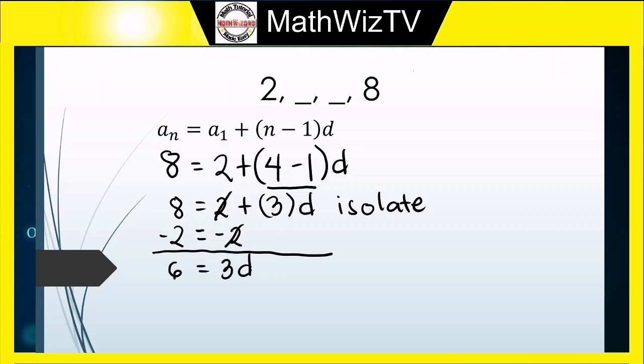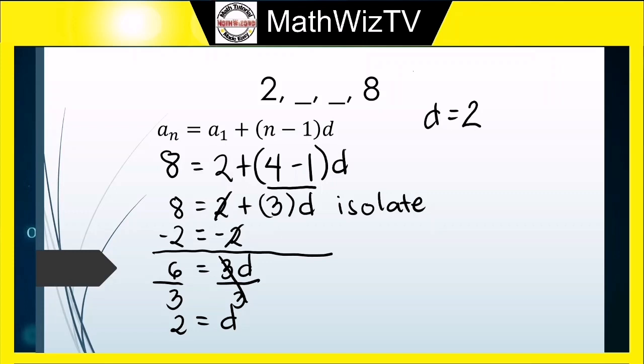Is this our final answer? Not yet, because d is not yet isolated. For us to isolate d, we need to divide both sides by 3 to cancel out the 3. 3 divided by 3 is cancelled out, and therefore d will remain, and 6 over 3, or 6 divided by 3, is 2. Therefore, the value of d is equal to 2.